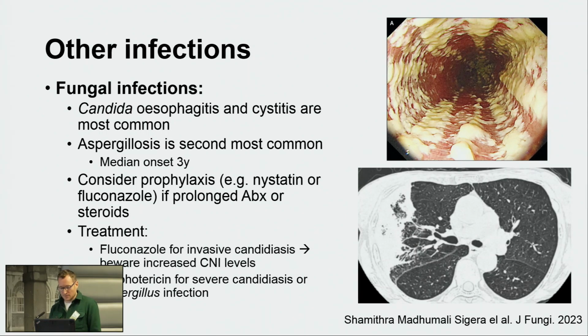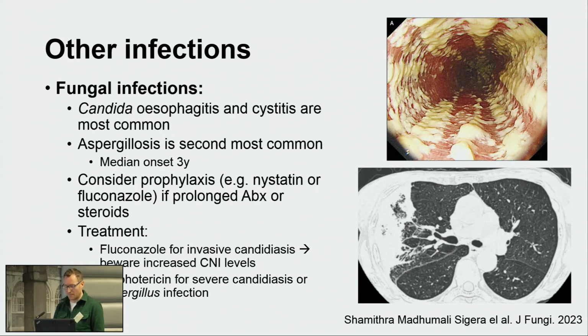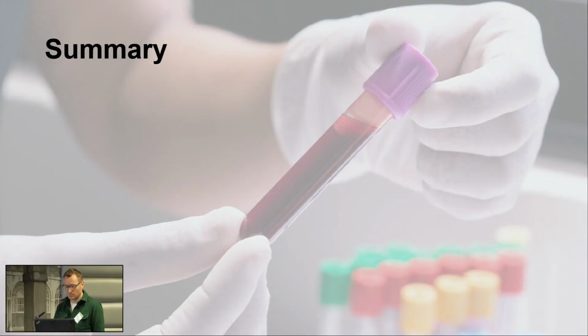for longer. And in terms of treatment, the current advice is fluconazole for invasive candidiasis, but you need to be aware of the effect that can have on tacrolimus levels, increasing those. And amphotericin is used for severe candidiasis and aspergillus infection.